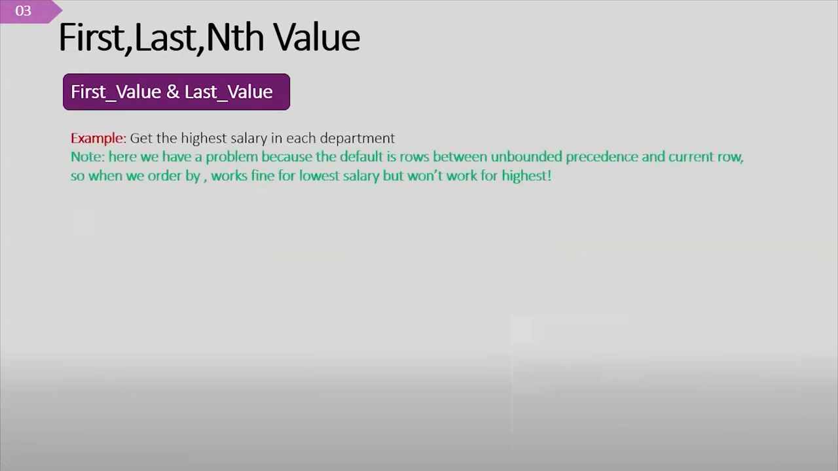Okay, if you are talking about the last value, you can imagine that the default is unbounded preceding, which sees all the previous rows, and the current row, which sees the current row only. So, for this case, it will not see the last value because it doesn't say unbounded following. So, using last value, you always need to put unbounded preceding and unbounded following to get you the last salary, and also for nth value, because for the first row, for example, it was seeing only itself, so the last value will be itself.